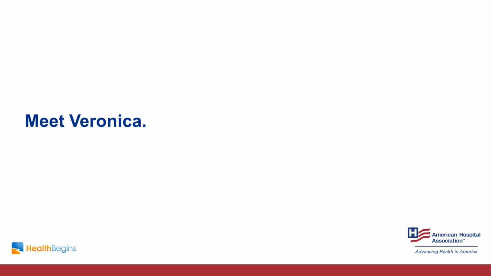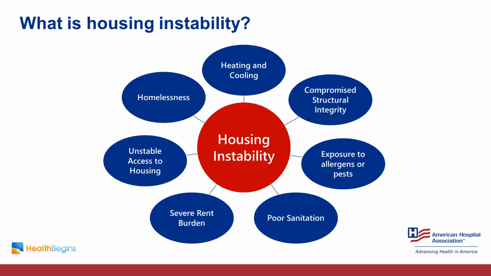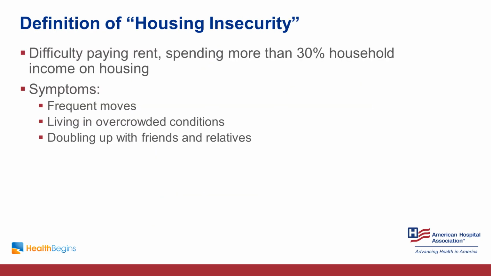So Veronica's story is just one story of many that illustrate the link between housing and specifically housing instability to health and to healthcare. We know that housing instability in general takes on many different forms, as you can see here. Let's go a little deeper into defining housing insecurity, which is one facet of housing and the way it plays out in health. Housing insecurity is defined as difficulty paying rent. It's a situation specifically where more than 30% of household income is spent on housing.